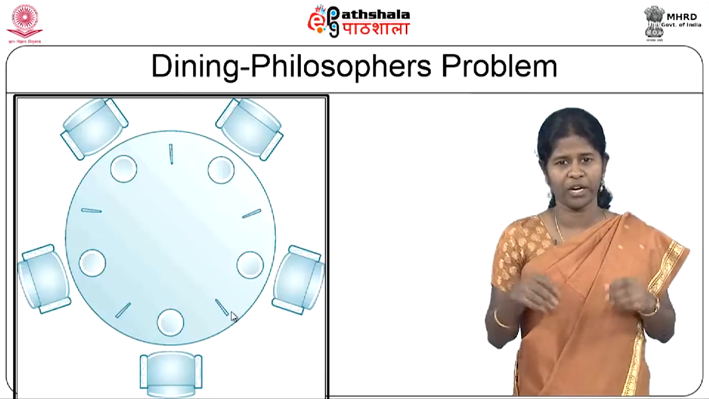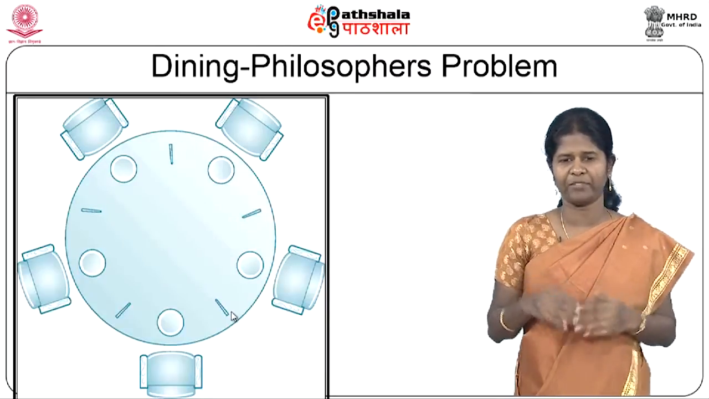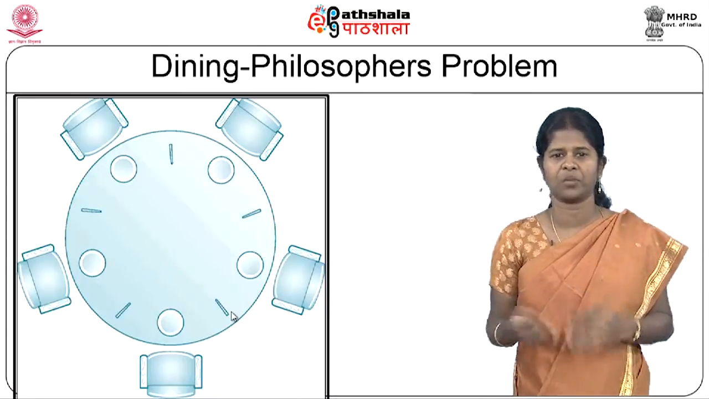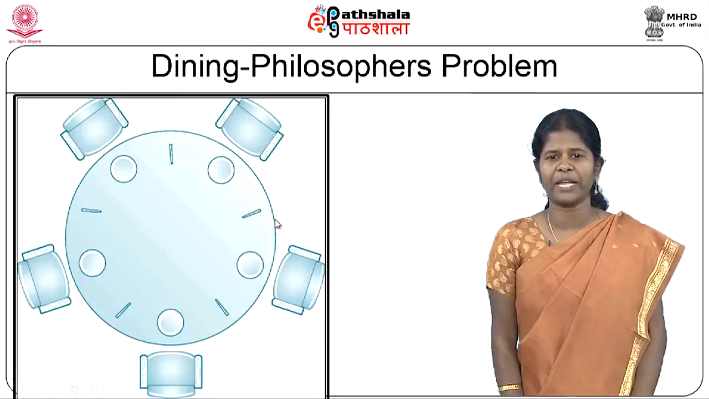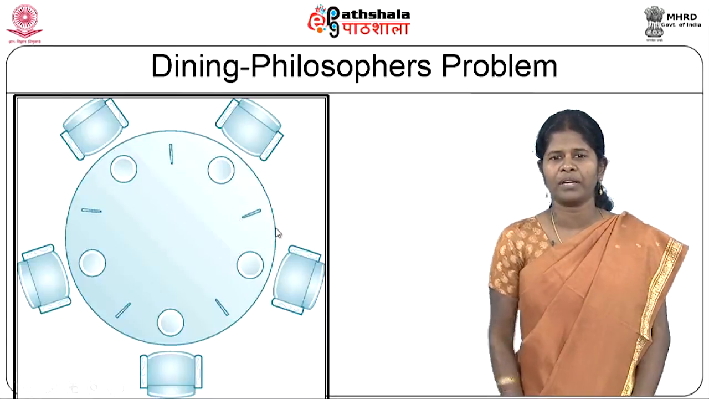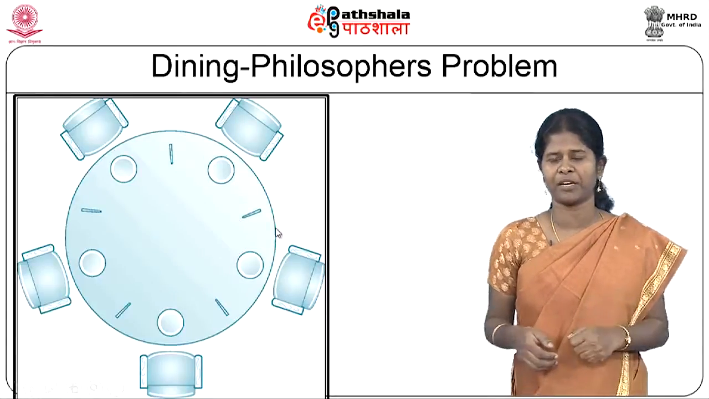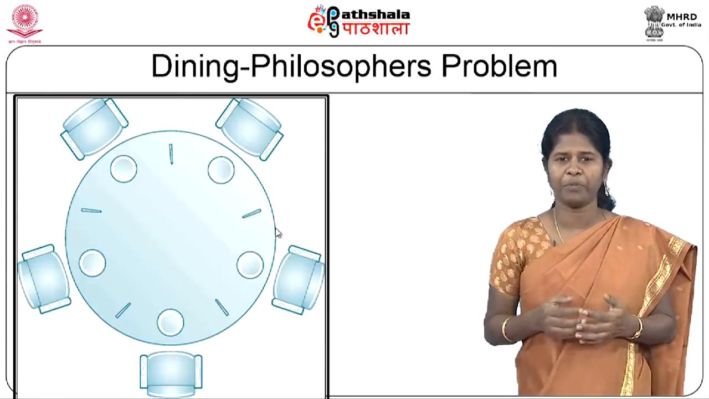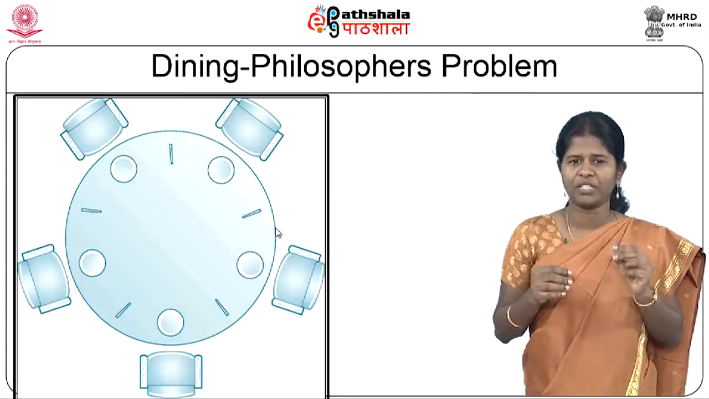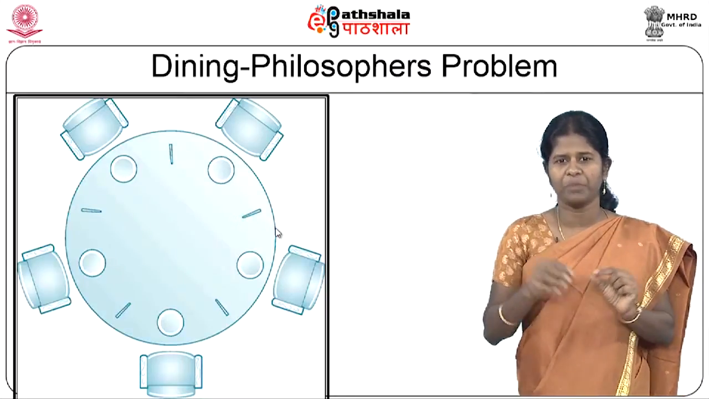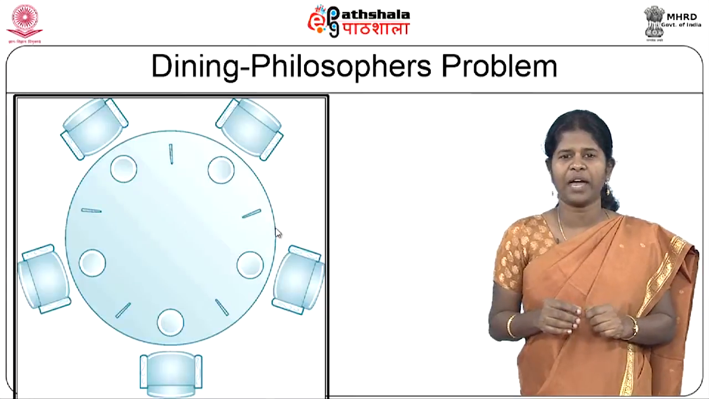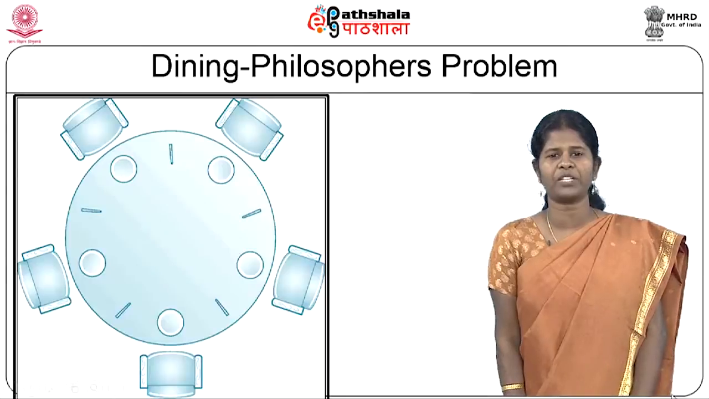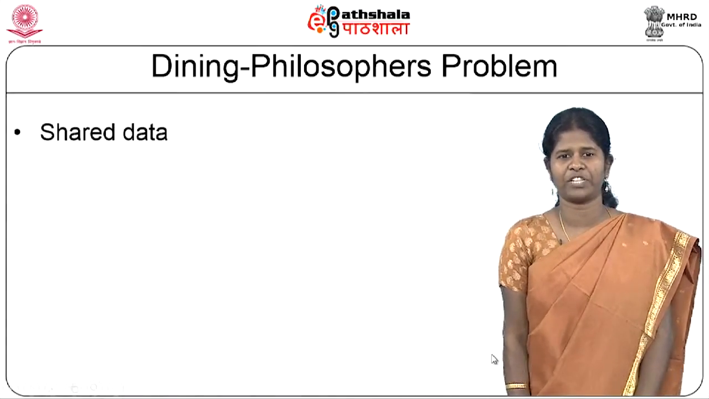But a philosopher will not keep on dining always. He will dine for some time, then place down the chopsticks and then think for some time and so on. When one philosopher places the chopstick down, the neighboring philosopher can pick up that chopstick and use that for dining. So the problem here is that the chopstick is a shared resource between the different philosophers and they have to use this common shared resource. So how can a solution be given to this Dining-Philosophers Problem?